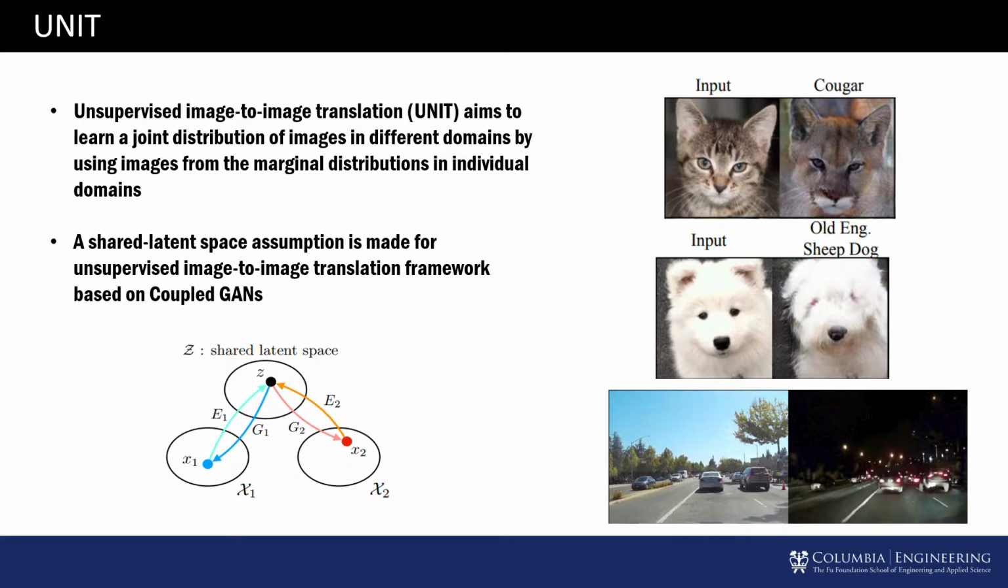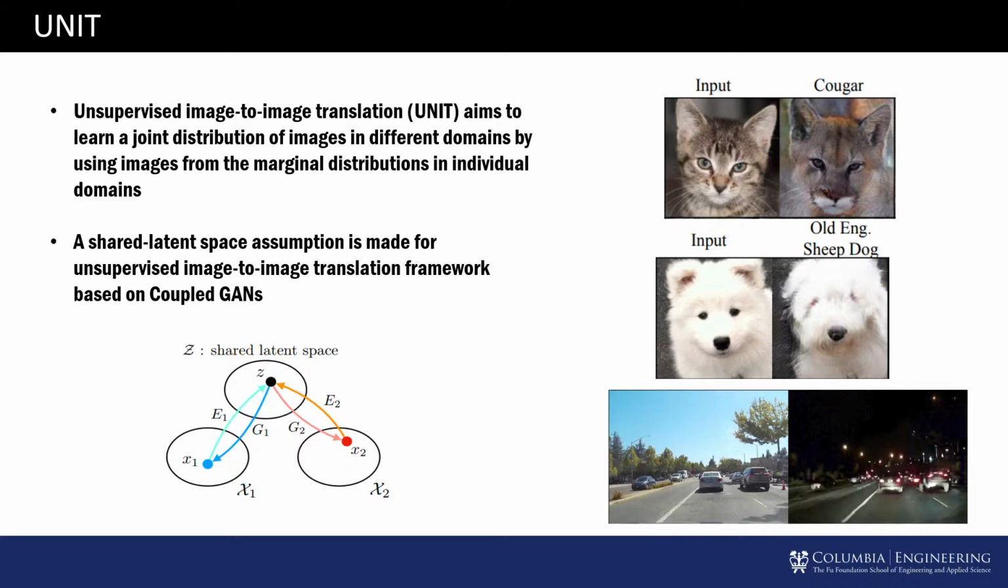So they want to find a shared latent space in order to map from different domains x1 and x2 as seen in the figure below. And they use variational autoencoders to do so. But with this technique, they're able to change and modify various features of their input image to what their desired output image can be.